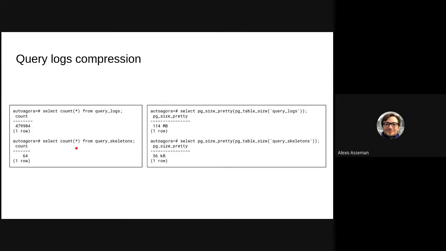And we've done some measurements. Here we ran it for about 500,000 queries, and I think it was a handful of subgraphs, about five-ish subgraphs that we were running, and we got only 64 query skeletons in our database. It's pretty good compression here. So it's quite useful.